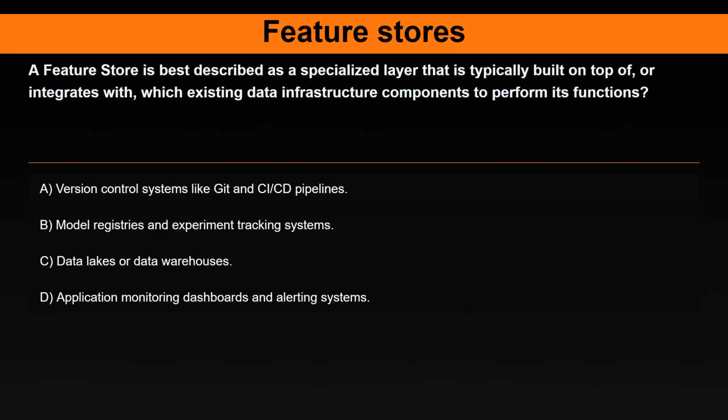Question 9. A feature store is best described as a specialized layer that is typically built on top of, or integrates with, which existing data infrastructure components to perform its functions. Option A. Version control systems like Git and CI/CD pipelines. Option B. Model registries and experiment tracking systems. Option C. Data lakes or data warehouses. Option D. Application monitoring dashboards and alerting systems.